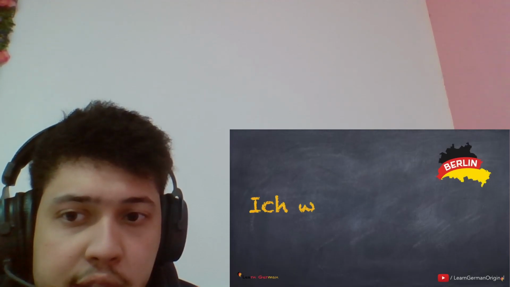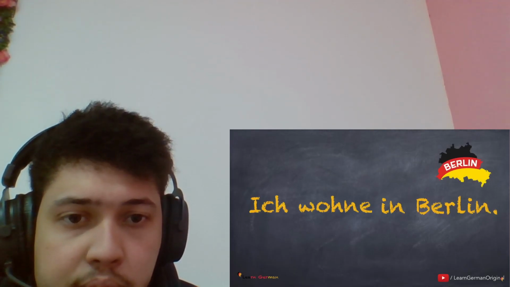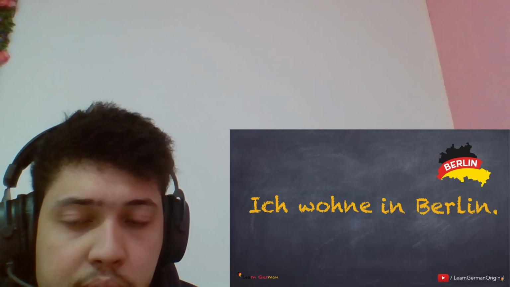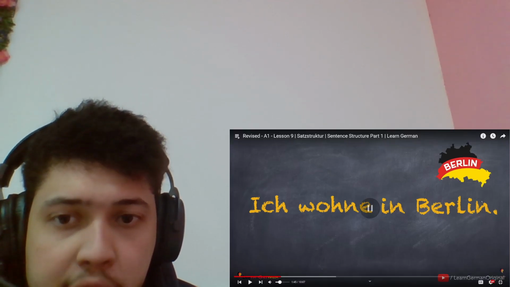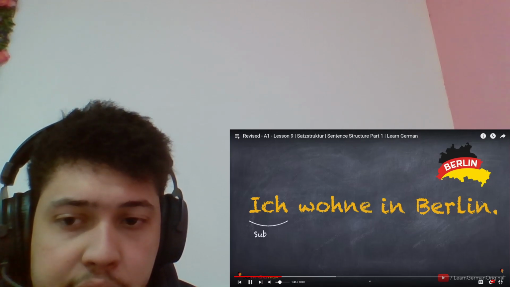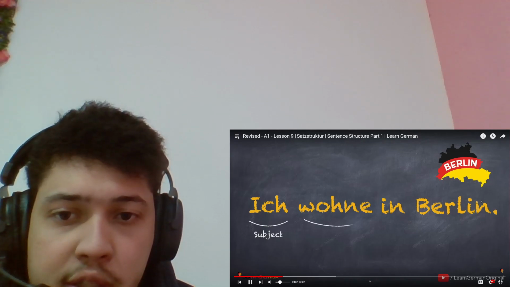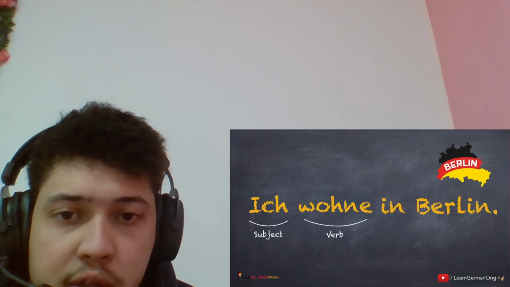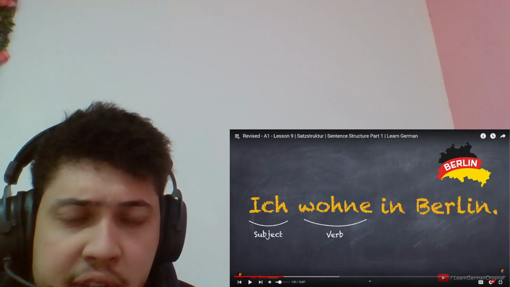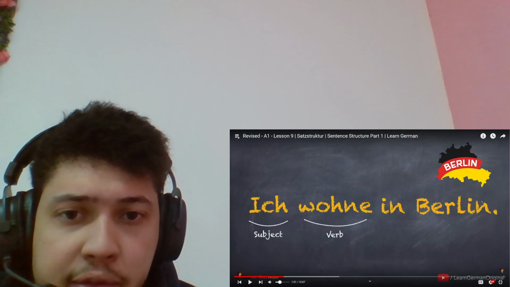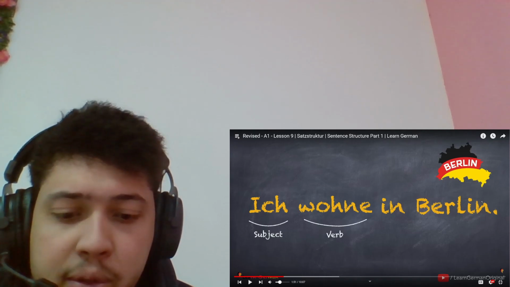Let's look at another sentence which we have already done. Ich wohne in Berlin. Again here, ich is the subject and wohne is the verb. I live in Berlin.